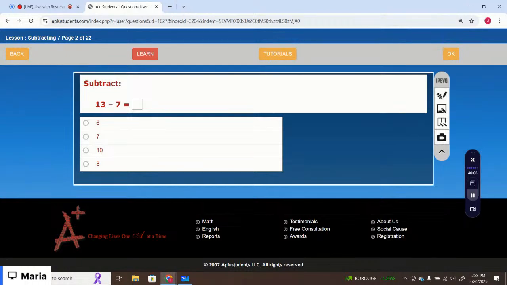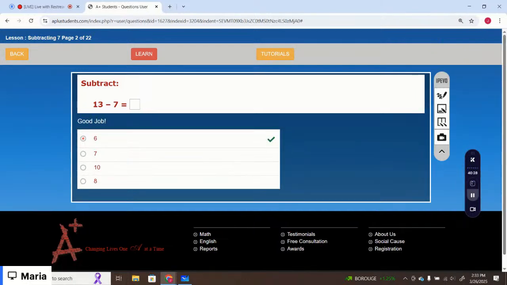Thirteen take away 7 is. Option number 1 is the correct option. 6 it is. 13 take away 7 is 6.